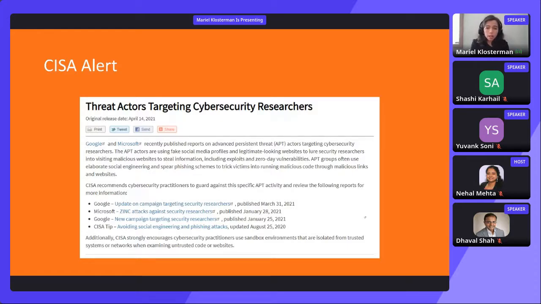And Google and Microsoft, early last year, I think, published reports about how sock puppet accounts, and they don't refer to it as that, it's not as well known a term, but they were talking about how cybersecurity researchers were being targeted by these sock puppet accounts, either trying to send them to malicious websites or trying to share a supposed exploit with them to say, hey, can we collaborate?